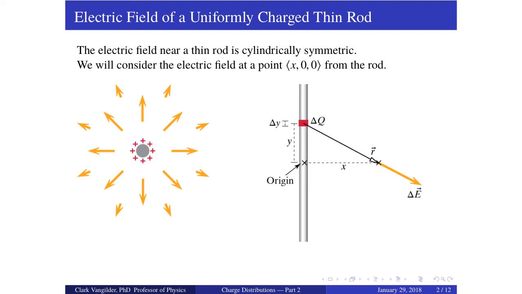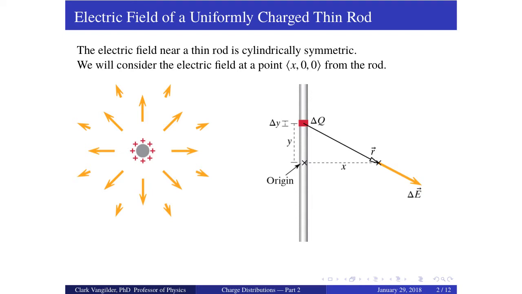Let's talk about a uniformly charged thin rod. All right, so a rod has some length and thickness. Usually its thickness is much, much smaller than its length. That's the whole idea of why it's a rod instead of a stump. And the electric field near this rod would be something like this.